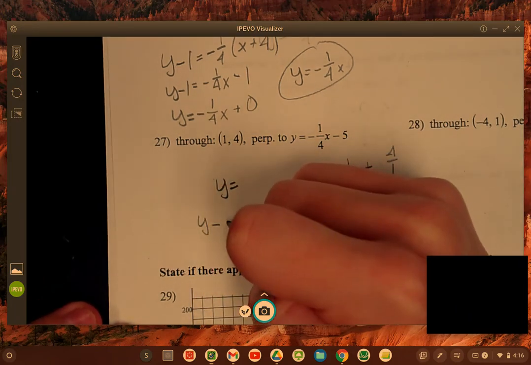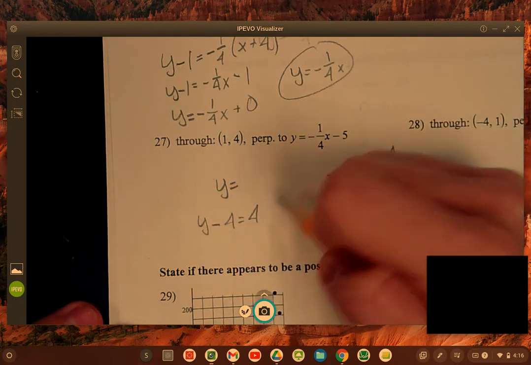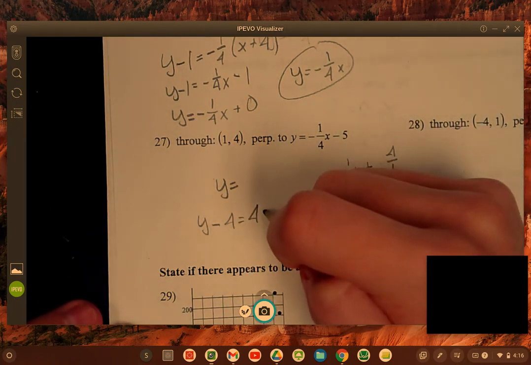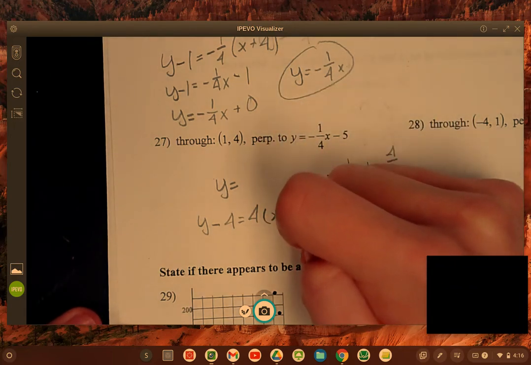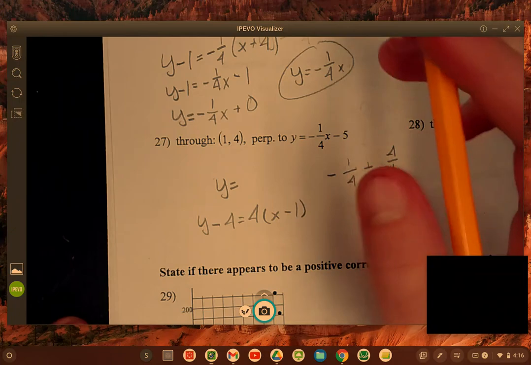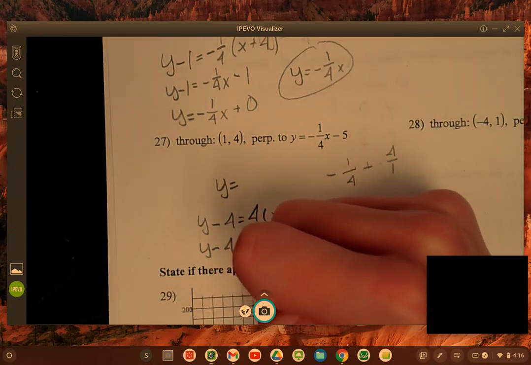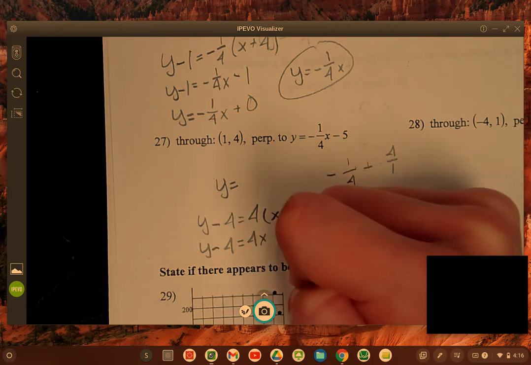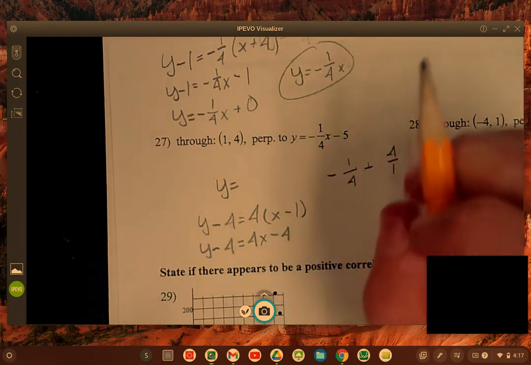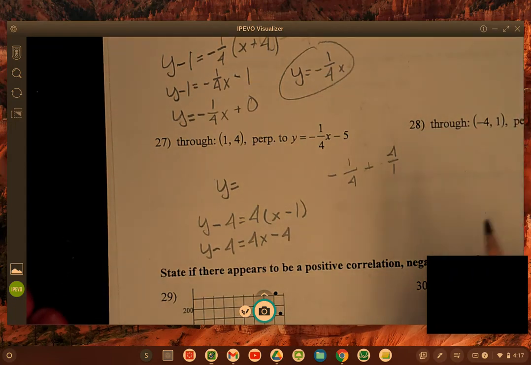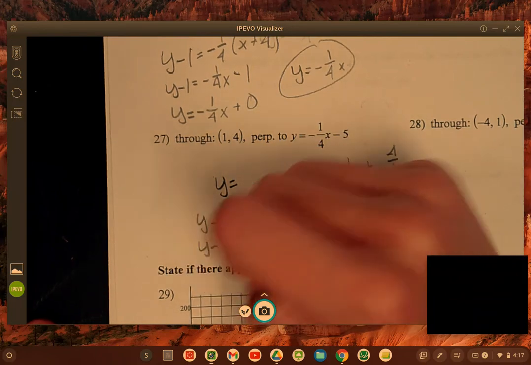y minus 4 equals 4, positive, and then parenthesis x minus 1 parenthesis, and then we're going to distribute, so we're going to drop these down, and that equals 4x minus 4 because that is a negative, and a positive times a negative is a negative. That's a lot of 4s.